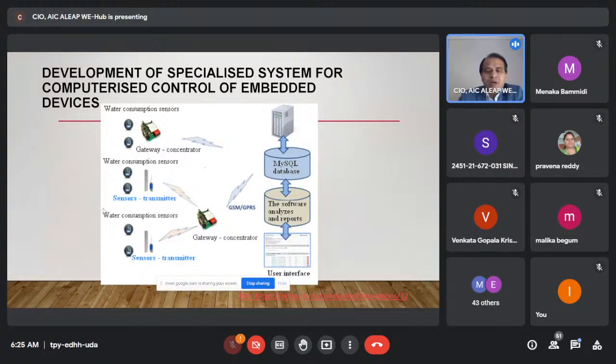Yes, embedded systems are always promising. We have been using embedded systems for a long time through a MySQL database, structured query language, and then connecting to a gateway concentrator. Suppose, for example, you want to check water consumption: you use water consumption sensors, attach them to a water meter, and then you can check how much water has been consumed. So that's what it speaks. Embedded systems are being used in several devices like ATMs, washing machines, and several other electronic components.